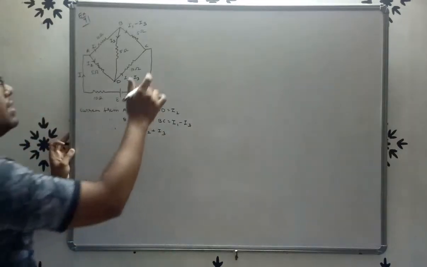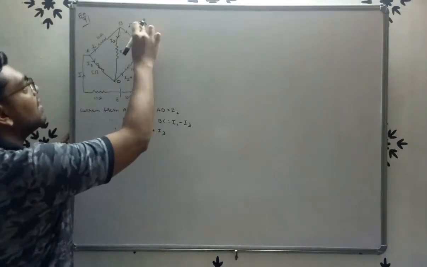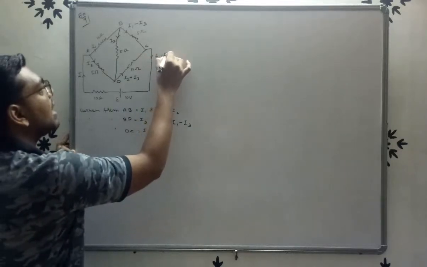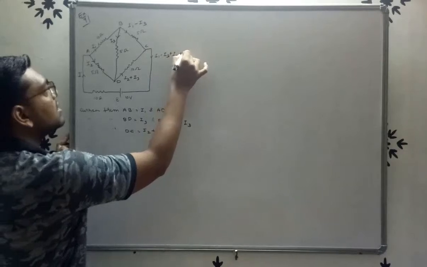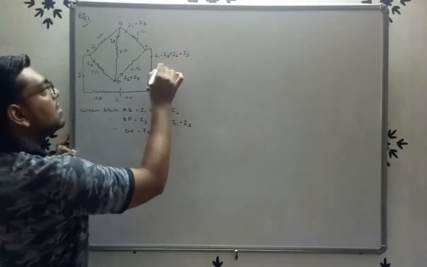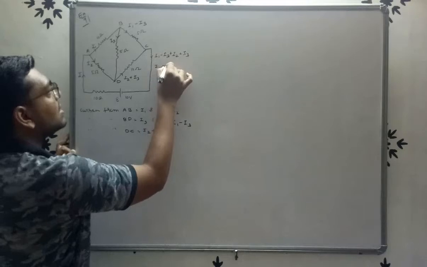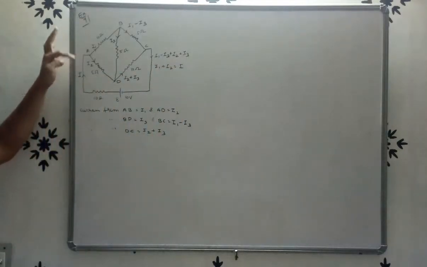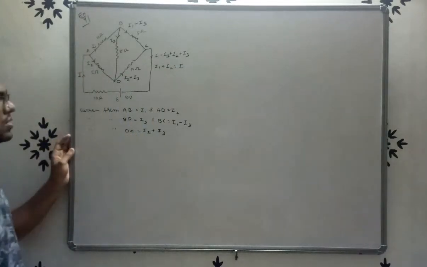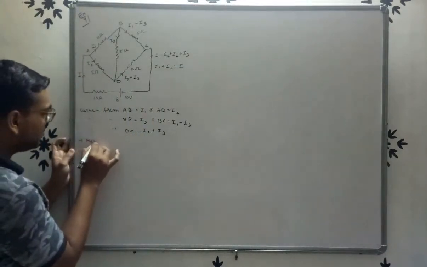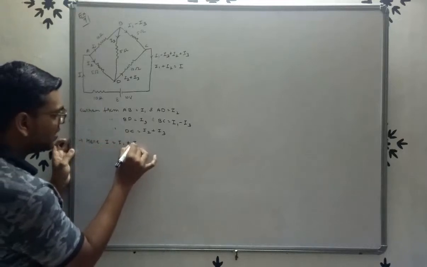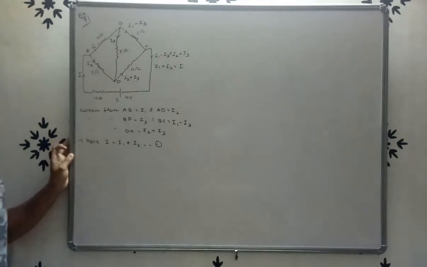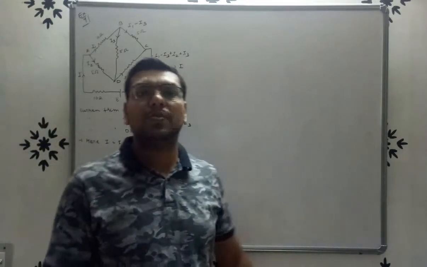And total current here is I1 minus I3 plus I2 plus I3. So here I3 cancels. So current will be I1 plus I2 which is I, the total current. Right? Because I divided into two parts. So I is equal to I1 plus I2. That is equation 1. Now we have to find out the current flowing from each branch of the network.